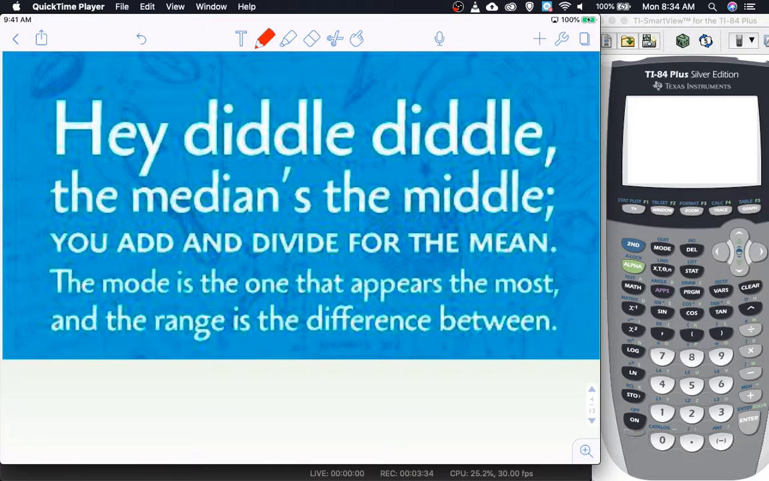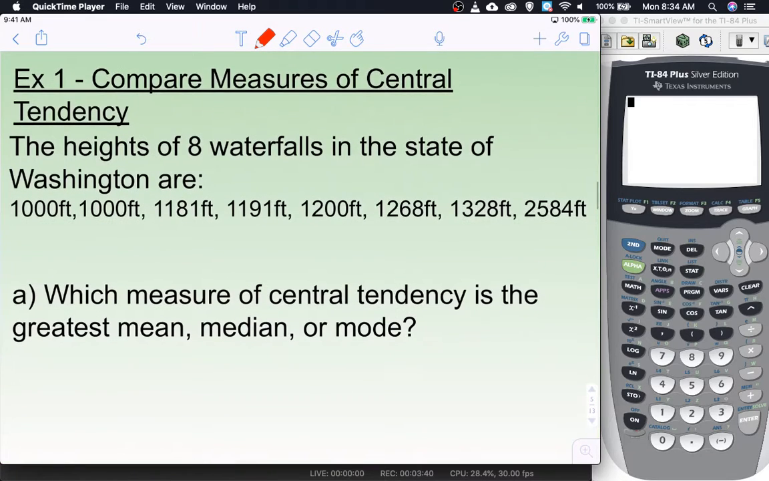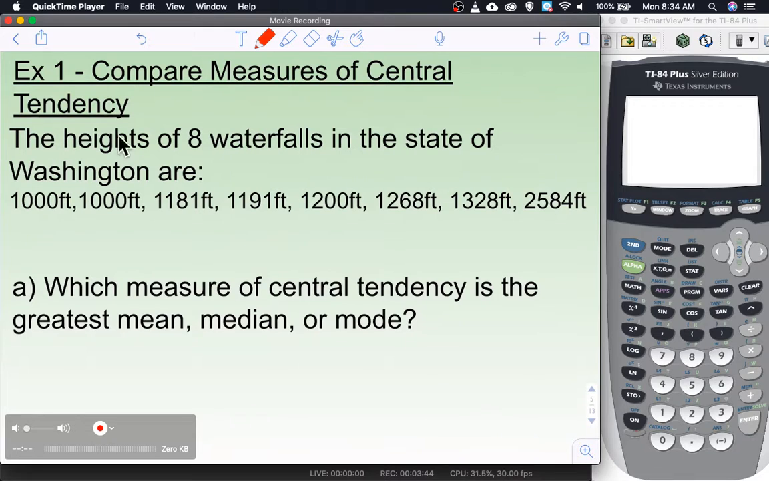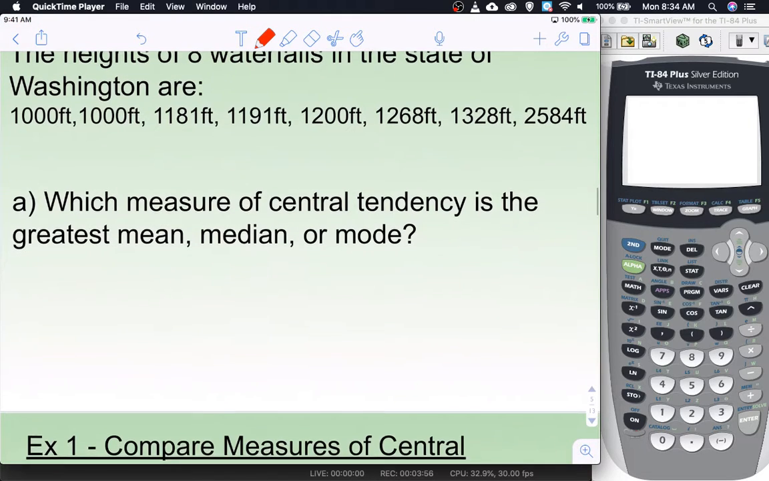So it was something interesting I found online. Compare measures of central tendency. It's right here. The heights of 8 waterfalls in the state of Washington are listed. Which measure of central tendency is the greatest: the mean, the median, or the mode? So we have two ways of doing this. Way number one, the old-fashioned way.